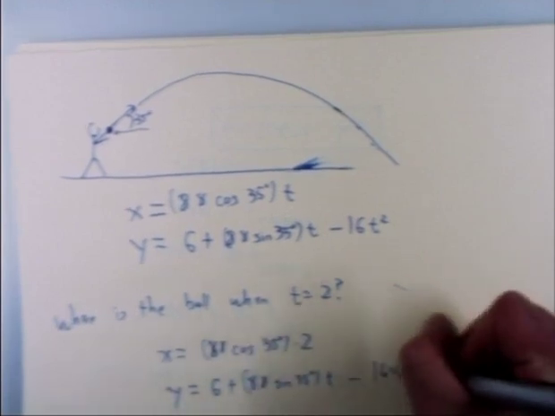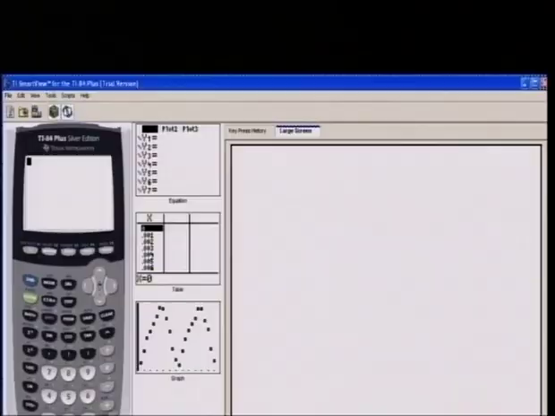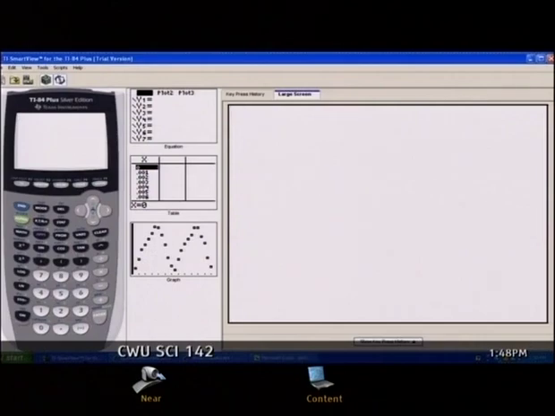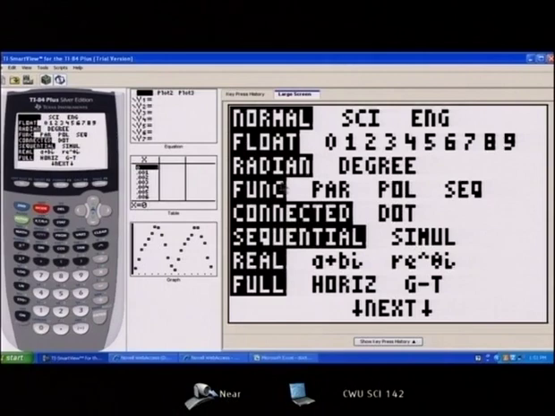t minus 16t squared. It might be easier for us to use this equation if we use decimal approximations for our sine and cosine functions. Why don't we call up a calculator and rewrite these in a way that might be nicer. We had 88 times the x-coordinate was cosine, so times the cosine of 35. And I think we should probably be very careful, of course, that we are in degree mode. We are currently in radian mode.